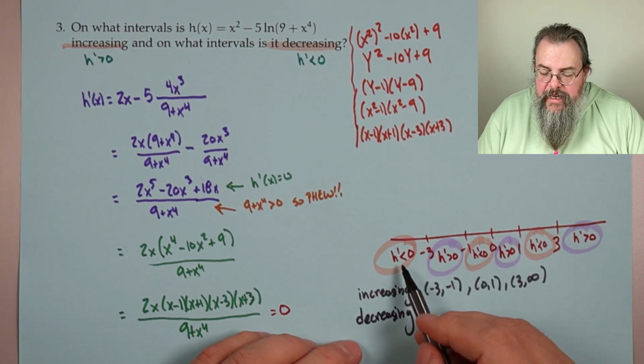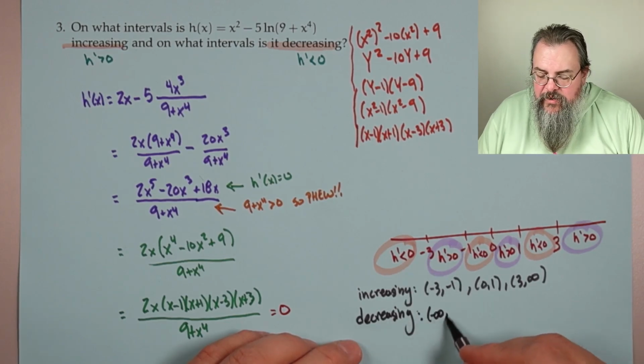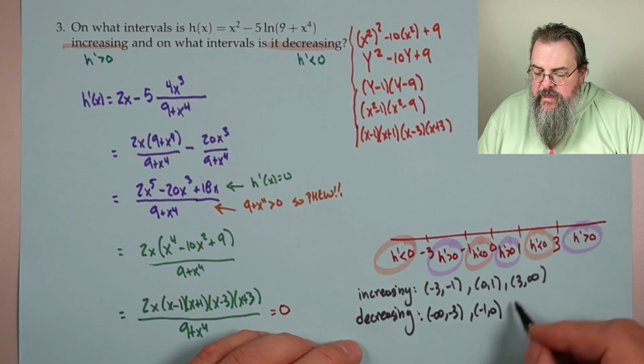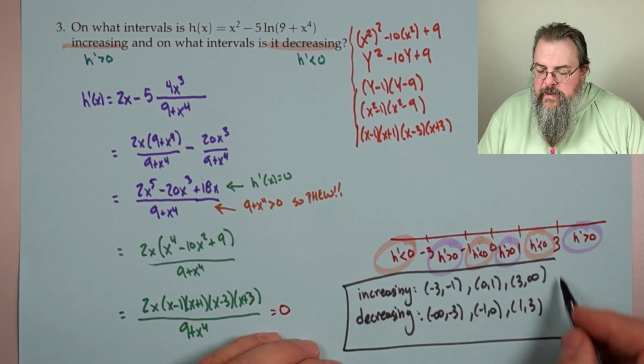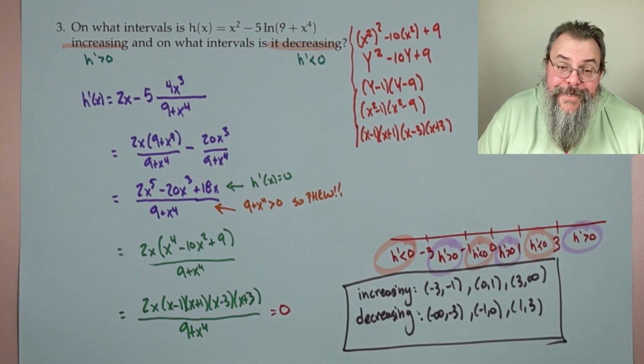Okay, so decreasing, negative. So that's negative infinity to -3, -1 up to 0, and 1 up to 3. And we're done.